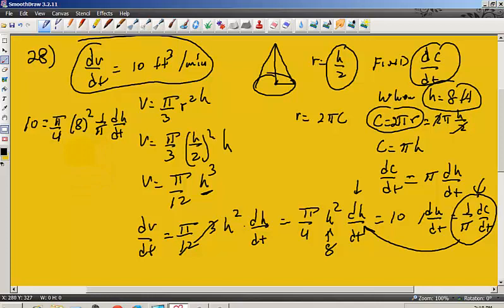Alright, so the pi's cancel. This is 64 divided by 4. 10 is equal to 16 dh/dt. Okay, my dh/dt turns out to be 10 over 16.